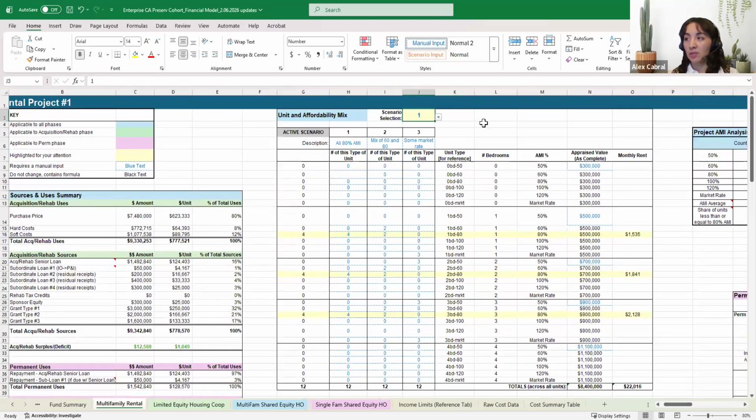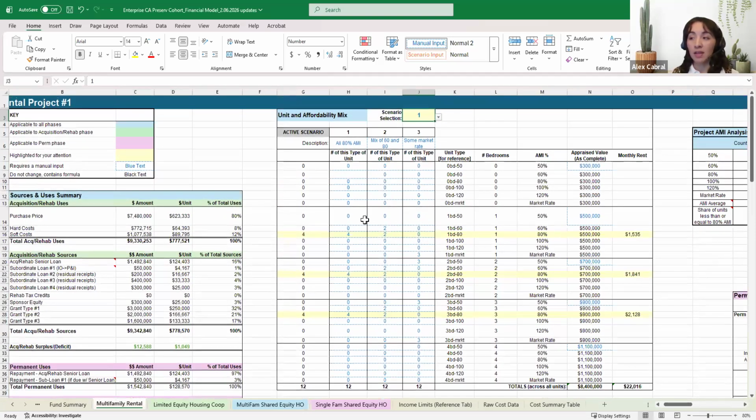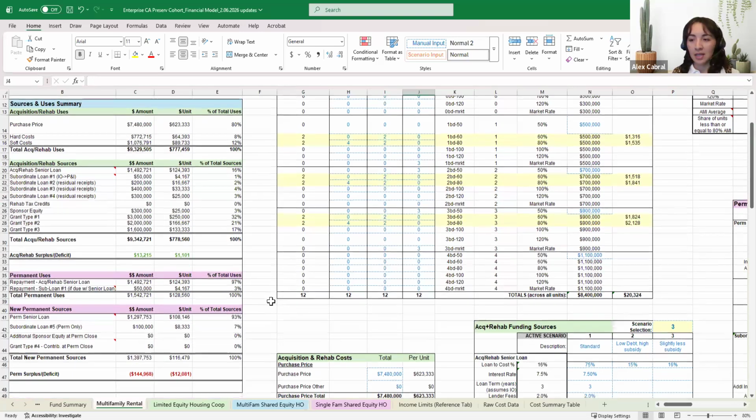Maybe you actually want to make the project a little bit more affordable, right? We have it all at 80% AMI, right? Scenario 2 has a mix of 60 and 80% AMI. So what does that look like in this case? In this case, we're still good on the sources and uses, but because it got more affordable, we have a deficit here in the perm phase because we can't afford to pay off such a large acquisition rehab loan.